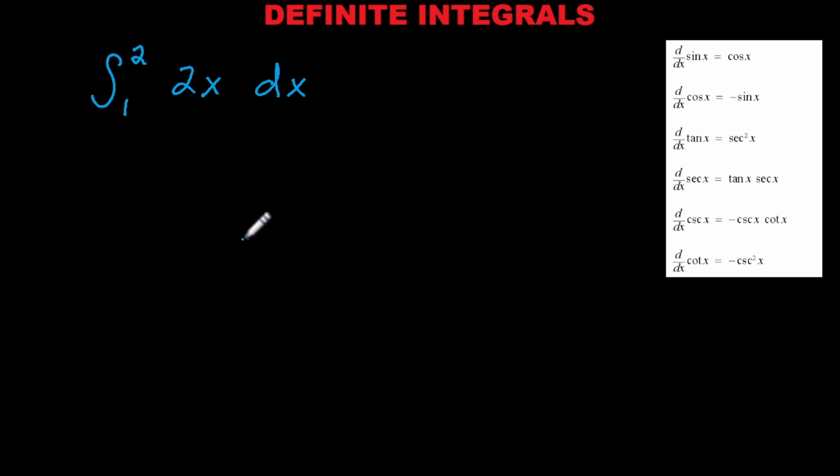To show why a constant doesn't affect the outcome of a definite integral, let's do this problem over here. So I start with x, I increase the power by 1, and then I divide by the new n plus 1. So 2 divided by 2 gives me 1. So I just get x squared plus c.